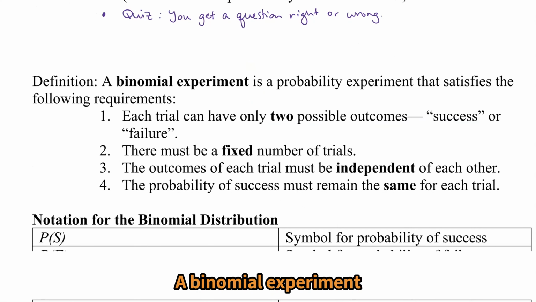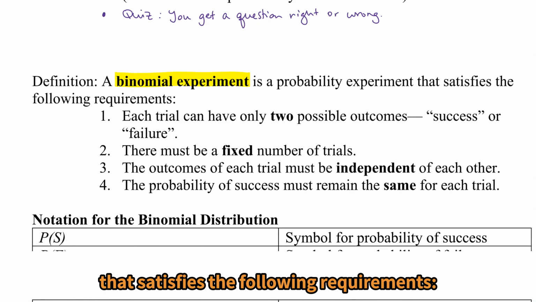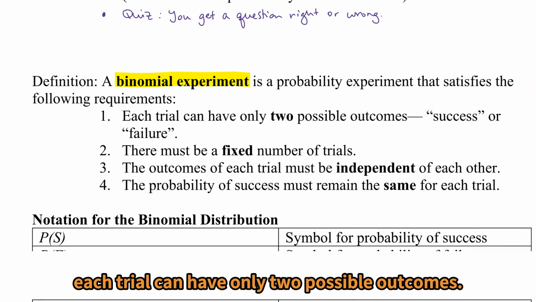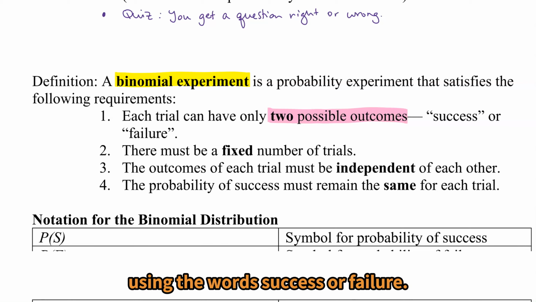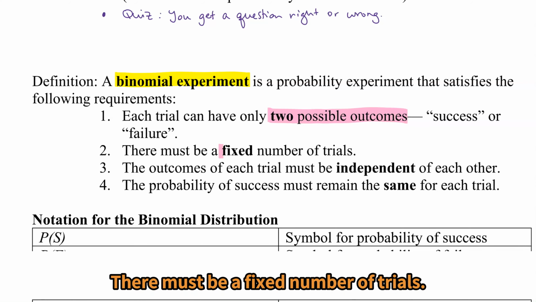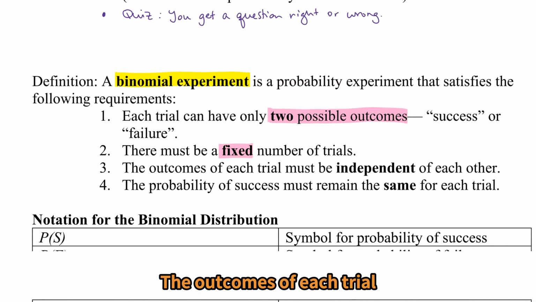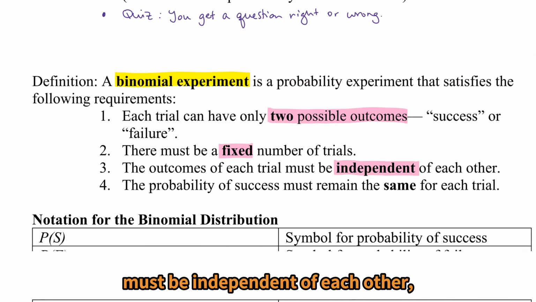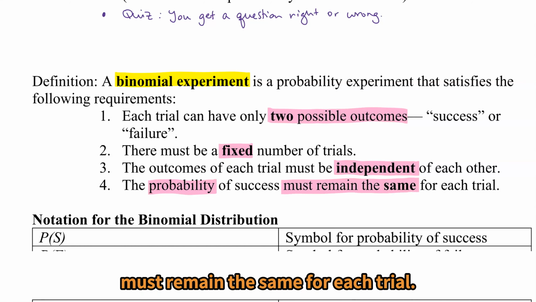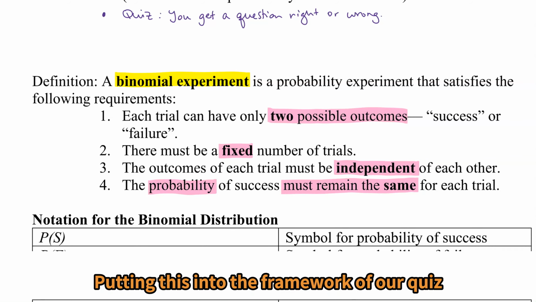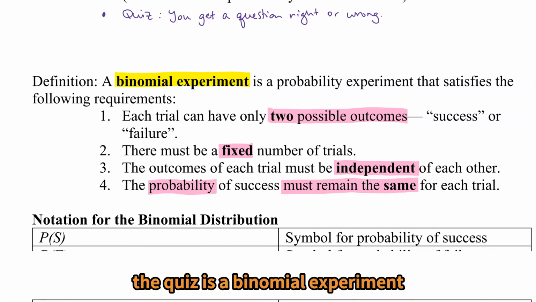A binomial experiment is a probability experiment that satisfies the following requirements. Each trial can have only 2 possible outcomes. We identify these outcomes using the words success or failure. There must be a fixed number of trials. The outcomes of each trial must be independent of each other, and the probability of success must remain the same for each trial.